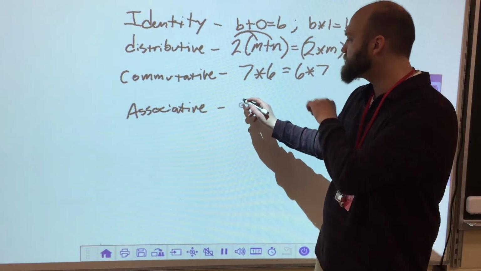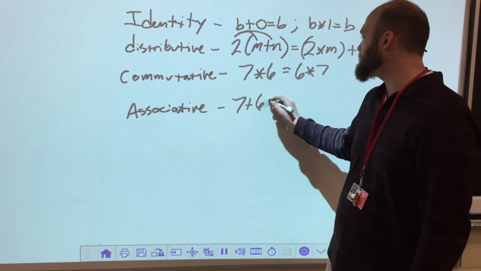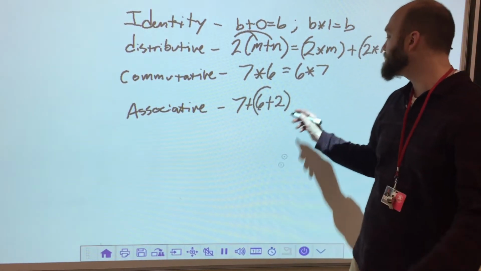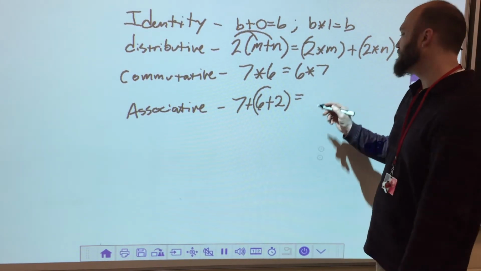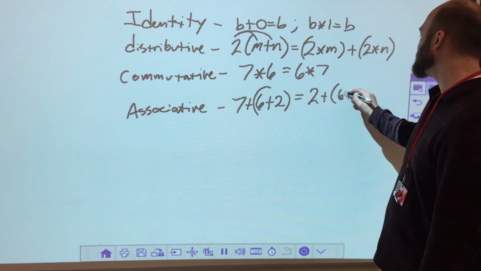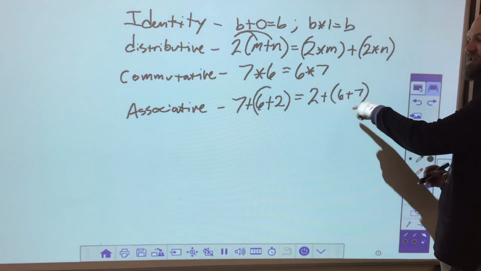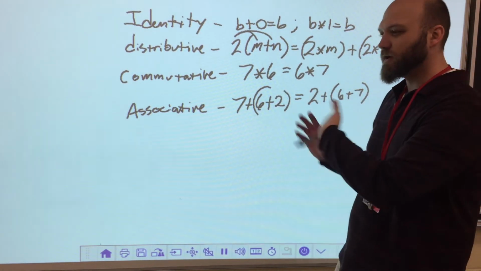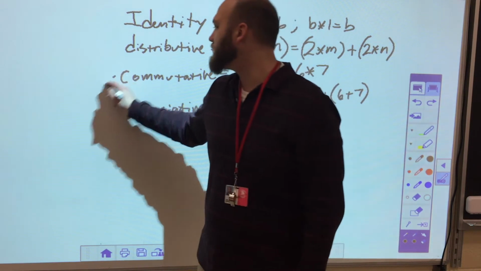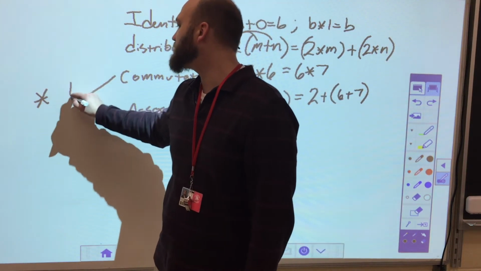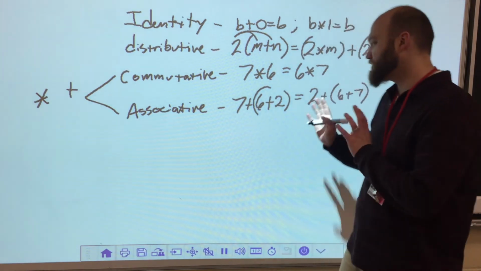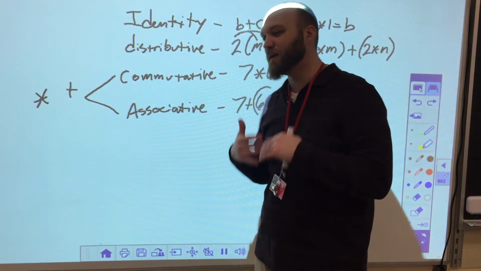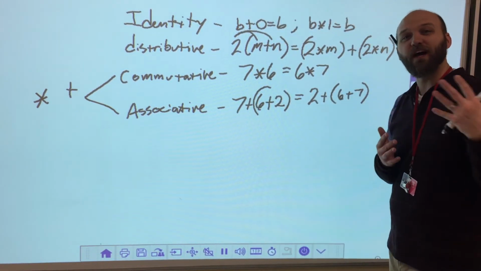And your associative property is sort of the same way, but if I had 7 plus 6 plus 2, I know that 6 plus 2 gives me 8, plus 7 is 15. What happens if I switch them up? And I get 2 plus 6 plus 7. Well, 6 plus 7 gives me 13, plus 2 gives me 15. So I get 15 either way. Commutative and associative only work with multiplication and addition. If you're subtracting, they're going to be wrong because 4 minus 2 is way different than 2 minus 4, right? And the same thing with 4 divided by 2, which is different than 2 divided by 4.